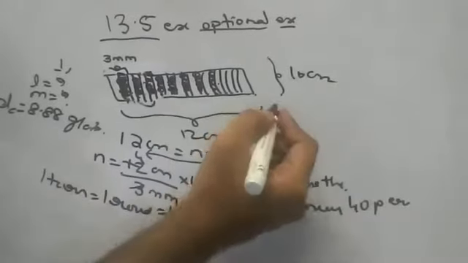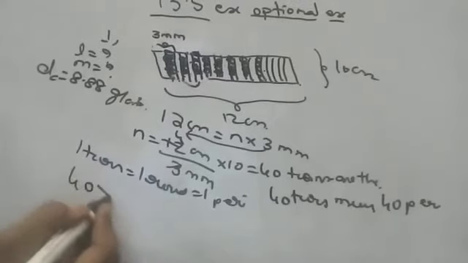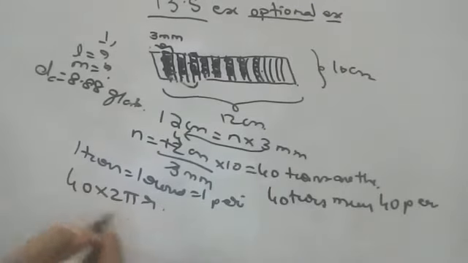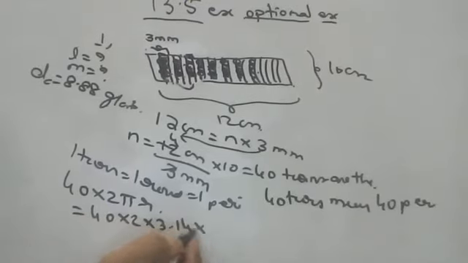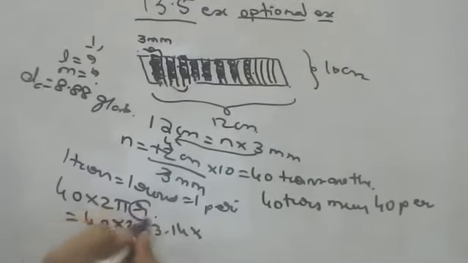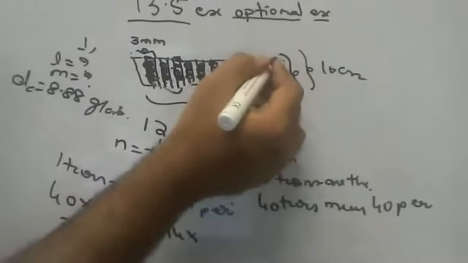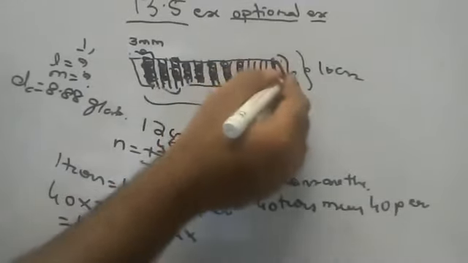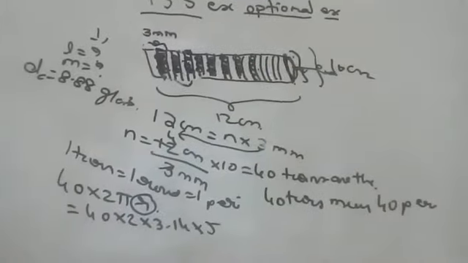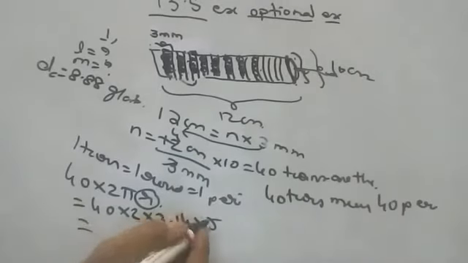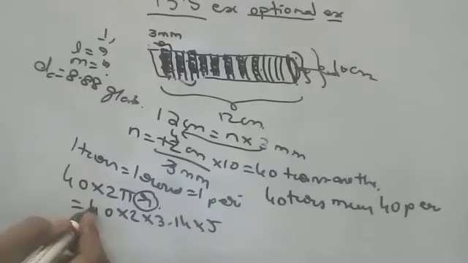So 40 turns are there. The length is 40 into 2 pi r, so 40 into 2 into 3.14 into the radius. We should not take this one. We should take this one, because the wire is wound around this. So this radius we should take. How much is the radius? 5 centimeters. 5 twos are 10, 10 fours are 40.